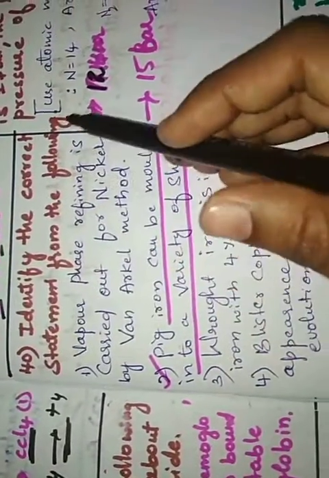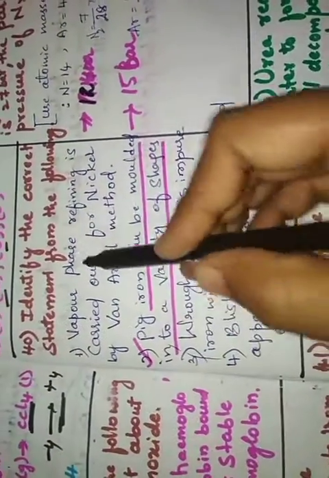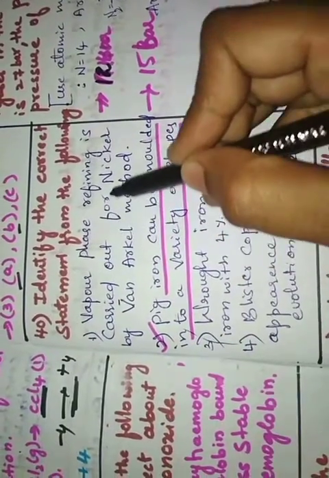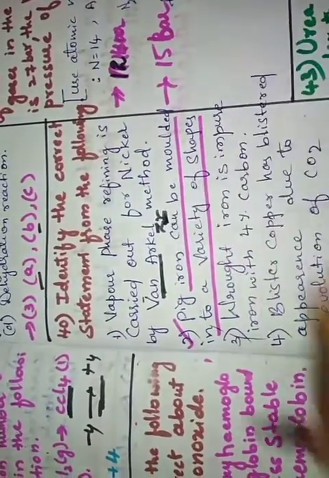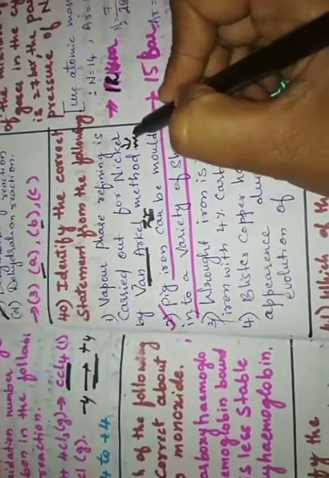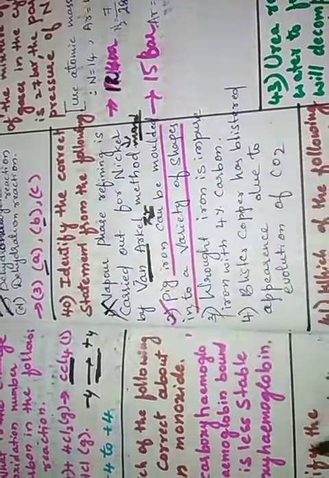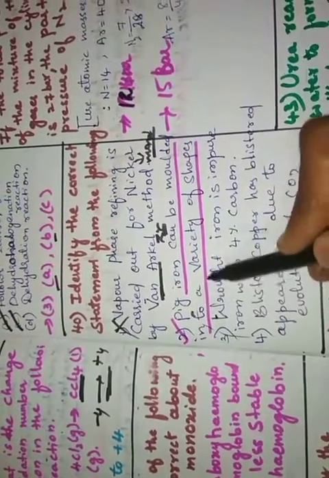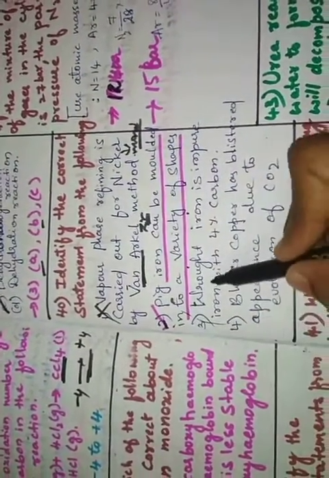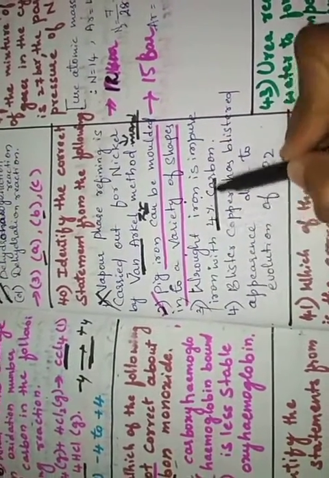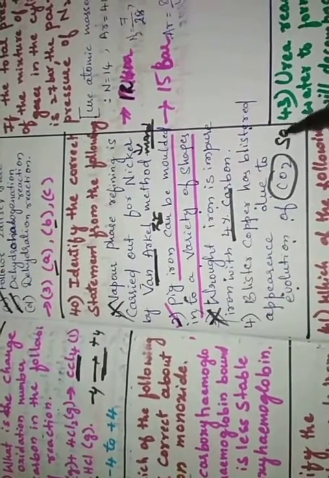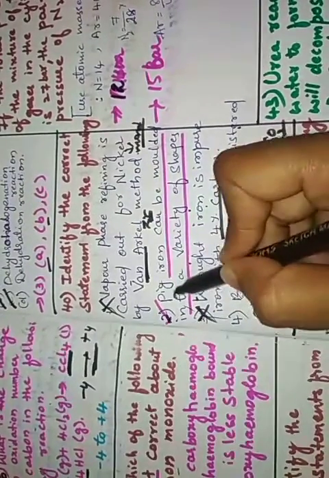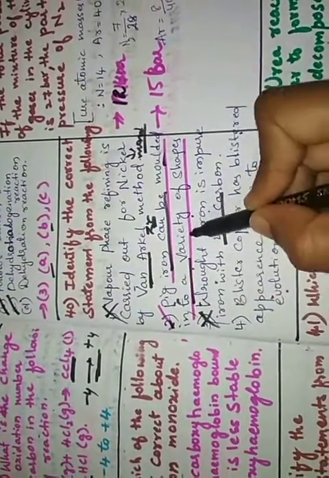Identify the correct statement from the following. The given statements are: vapor phase refining is carried out for nickel by Van Arkel. In Van Arkel, we can use zirconium, right? For nickel, that is the Mond process. This is wrong. Pig iron can be molded into a variety of shapes. This one is correct. Wrought iron is impure iron with 4%, it is wrong. Blister copper has a blistered appearance due to the evolution of CO2, not CO2, this is SO2. Then the answer is pig iron can be molded into a variety of shapes.